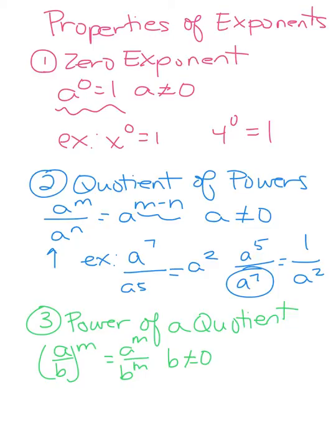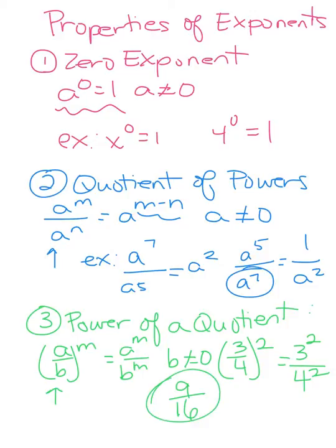Now my last property for today is power of a quotient, which means if I have a fraction and it is raised to a power, then I'm going to raise both my numerator and my denominator to that power, as long as my denominator, in this case b, is not equal to 0. So for instance, if I have the fraction 3/4 and I have that squared, I'm going to take my numerator, which is 3, and square it. And then I'll take my denominator, which is 4, and square that as well. So my final answer there is 9 over 16. Now, of course, I'll always look to see if I can simplify my fraction. In this case, I can't, so there's my final answer.